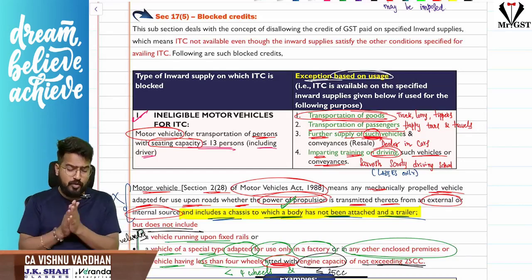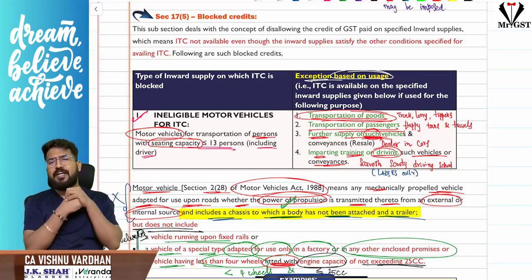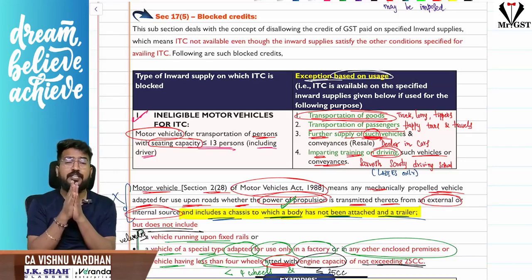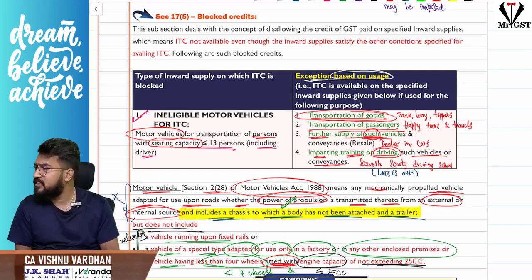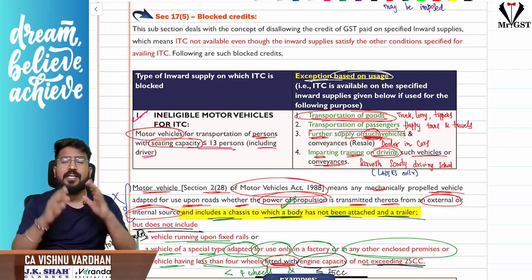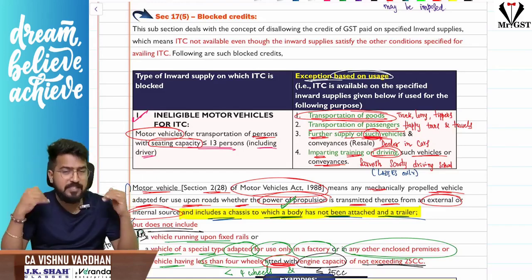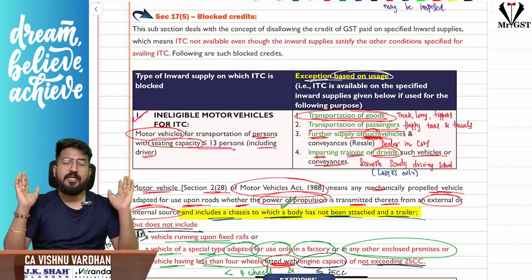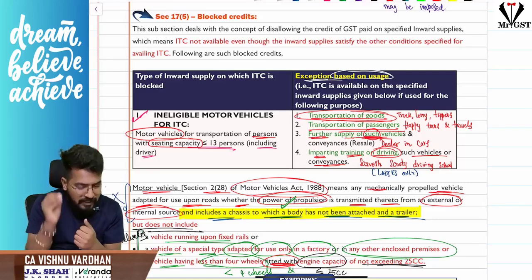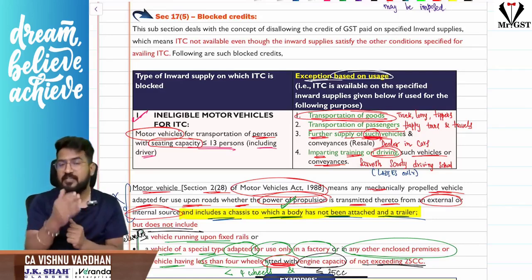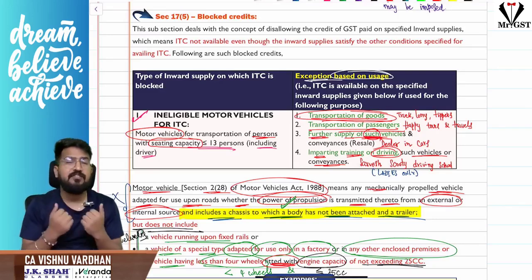Now let us move on to Section 17 subsection 5, blocked credits. Very important section. You should remember it very well. Sir, what is this blocked credit all about? Even though you are purchasing something for business purpose, you cannot avail ITC. Yes, even though you are buying it for business purpose only, we cannot take ITC because it is given in 17 subsection 5.